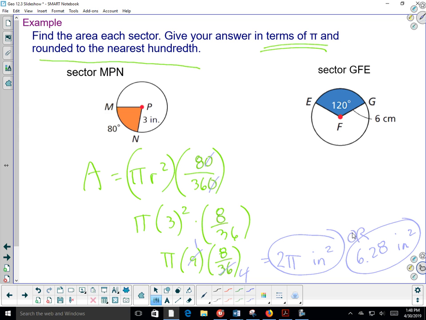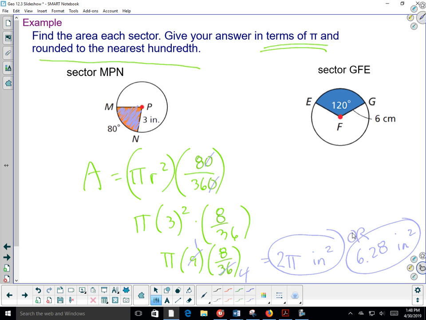So is that just the length of arc MN? I'm confused about what exactly you're saying. That's not the length of an arc. We'll get to arc length in just a minute, but this is the area of this sector. That's how much space is being taken up by that sector. We can find an area of an object with a curve. We can.